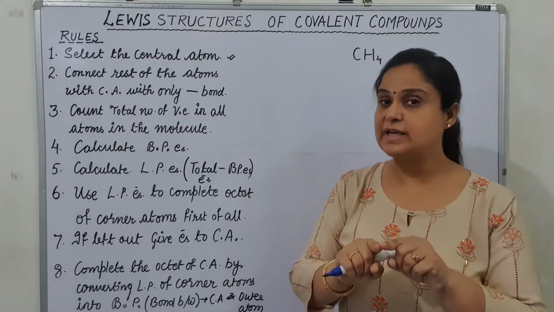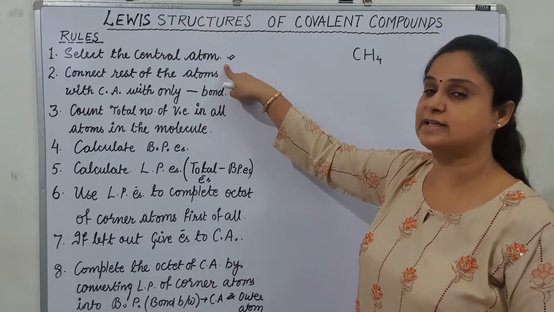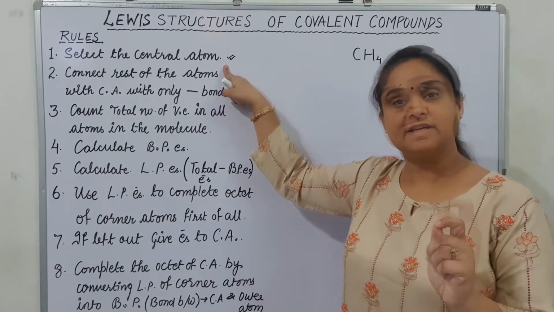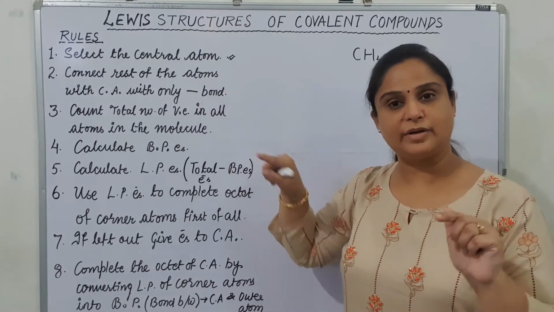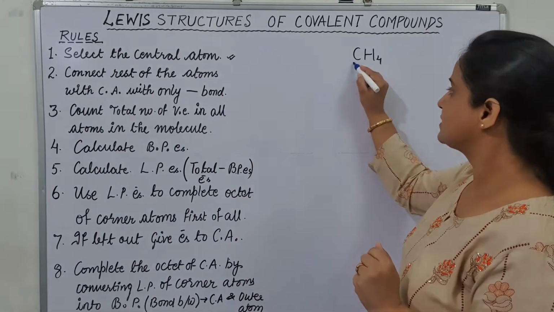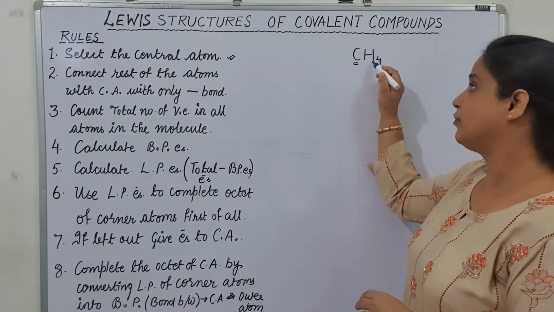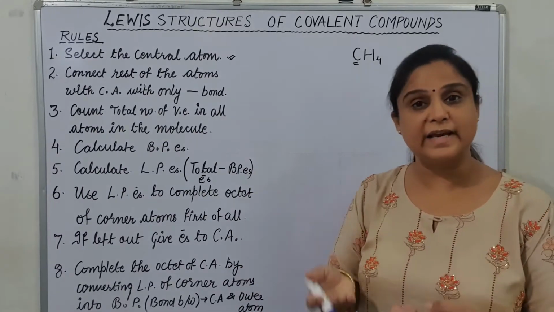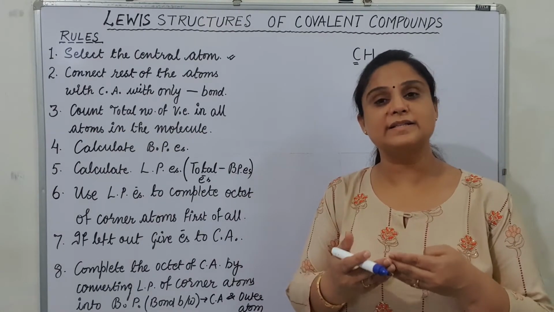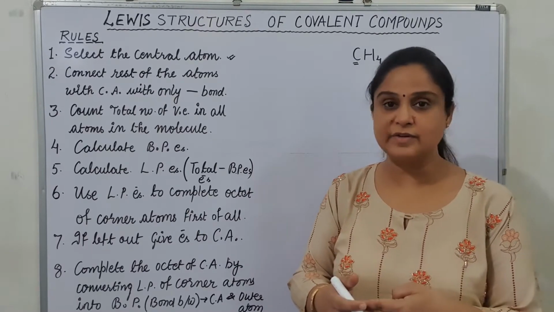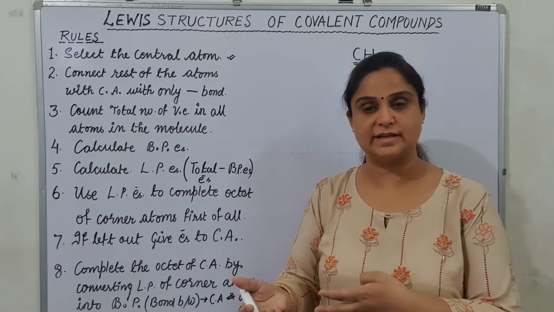Now what do we have to do? We have to select the central atom. How to do it? Central atom is that atom which is minimum in number in that particular molecule. So can you see there, this carbon is minimum in number. That means there are 4 hydrogen and 1 carbon. So I will select as the central atom that atom which is minimum in number in that compound. So that is one way that you can select the central atom.